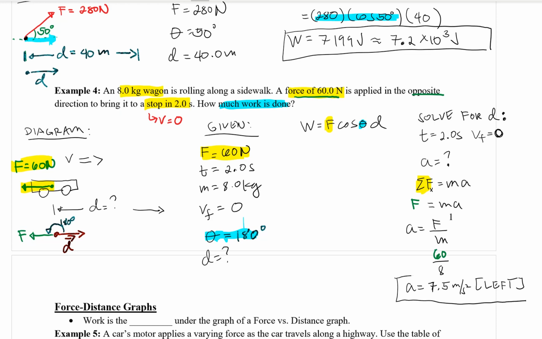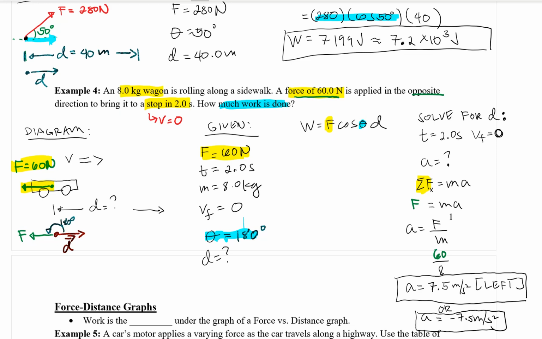So now that is my a. You can say that a is equal to negative 7.5. Again, conventionally we use to the right as positive and to the left as negative. So we know that a is equivalent to that.